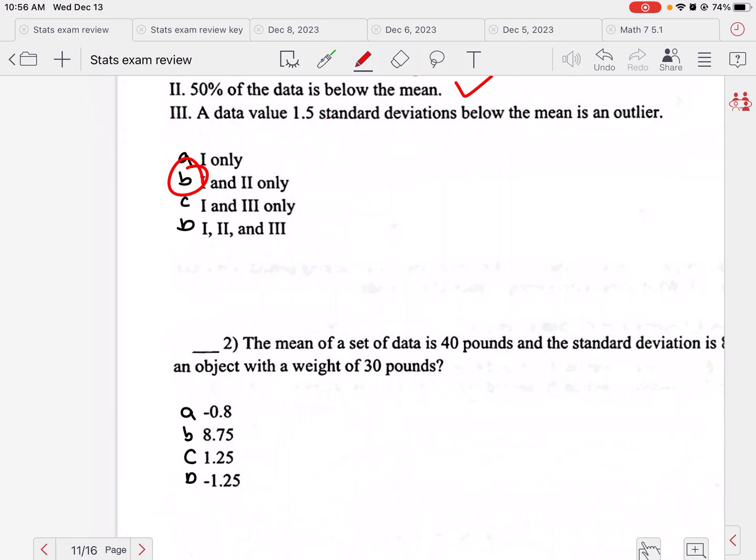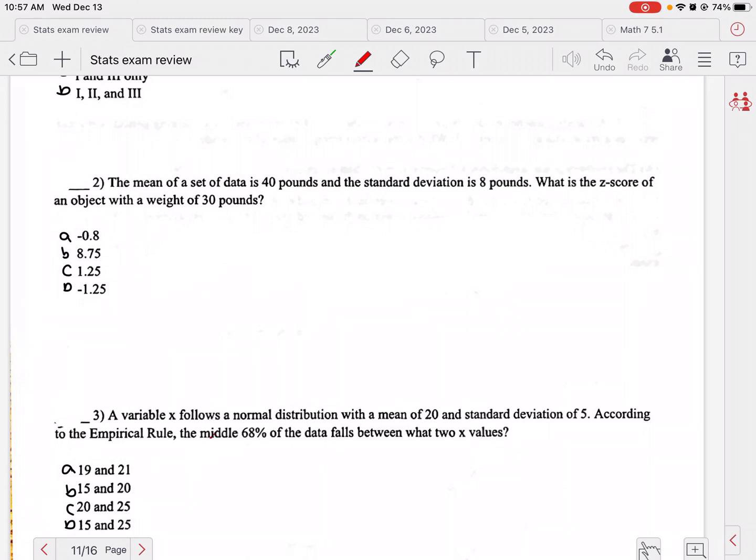Because 1.5 standard deviations below the mean is an outlier. It would depend on what exactly is happening. Anyways, it's B. Sorry, guys, I'm not perfect at stats.